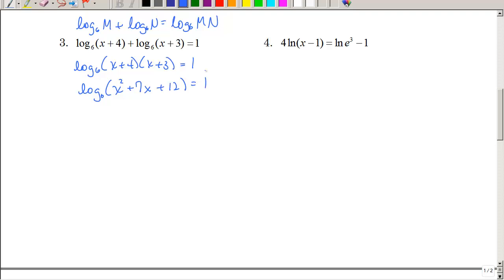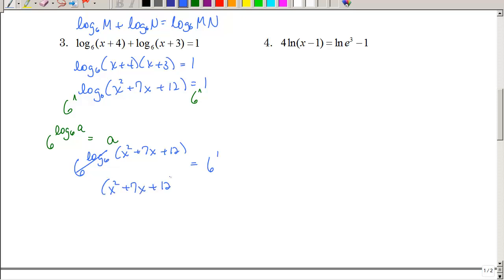Instead of e'ing both sides, I'm going to raise each side to where the base is 6, because again it's that same property. If I have 6 raised to the log base 6 of something, they cancel each other out because of those inverse properties. So I have 6 raised to log base 6 of x squared plus 7x plus 12 equals 6 to the first power. So that tells me x squared plus 7x plus 12 equals 6. Now what am I going to do? Well, I have a quadratic, so I'm going to put it in standard form by subtracting 6. Then I believe I can factor to solve that.